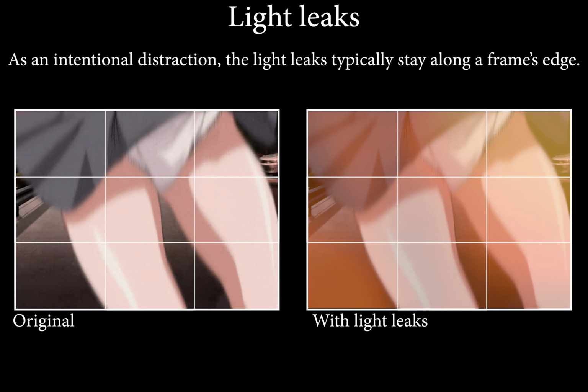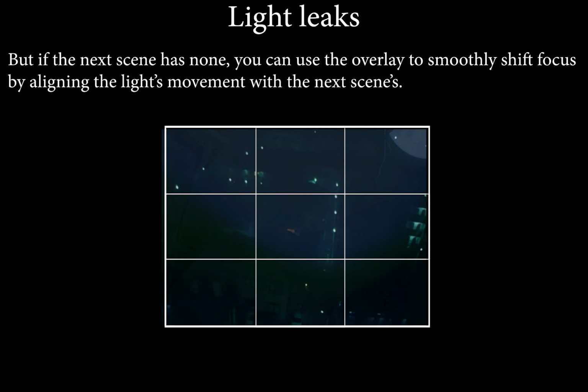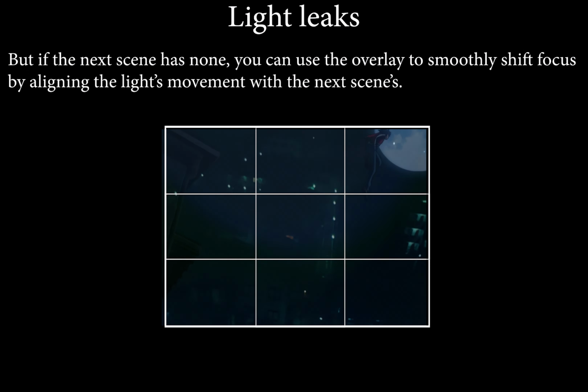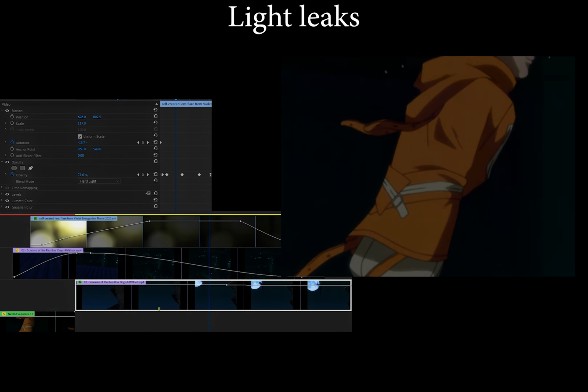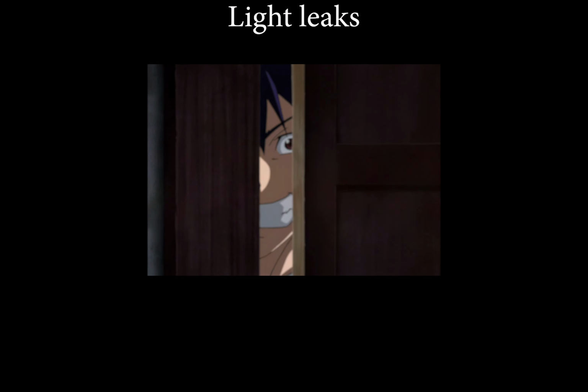Understanding how light leaks affect eye movement will allow you to use them more intentionally by aligning the light's movement with the focal point of the next shot. Even though these clips are designed to be used as overlays, all the previous tips still apply. Don't be afraid to mask, blur, adjust motion, or tweak color to make them work, and don't forget to make sure the movement supports your shot.